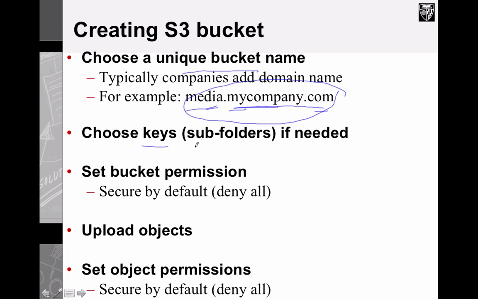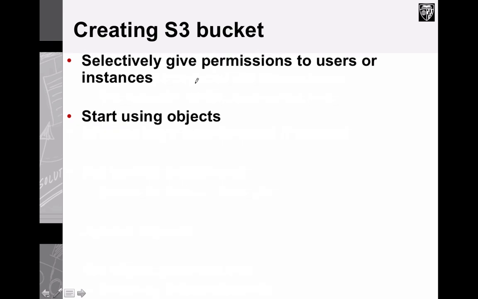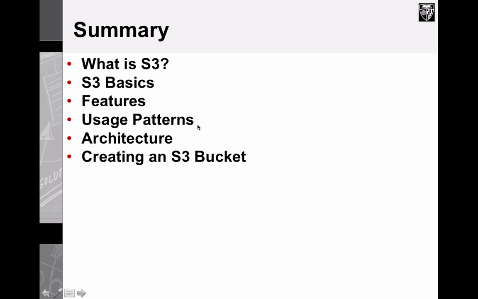Then we choose the keys or the subfolders like we discussed earlier. We set the permission of the bucket. The bucket is secure by default. That means nobody has access to those objects unless you explicitly give access to your other users. Then you upload the objects to the S3 bucket. Then you can set permission at an individual object level. Again, these objects are secure by default. Once you upload all the files, you can selectively give permissions to either users or to your EC2 instances, and then you start using those objects.